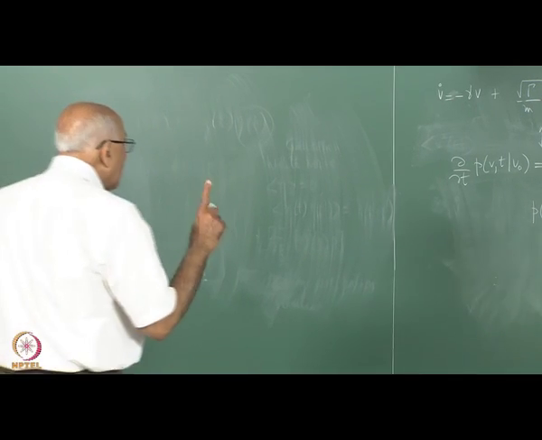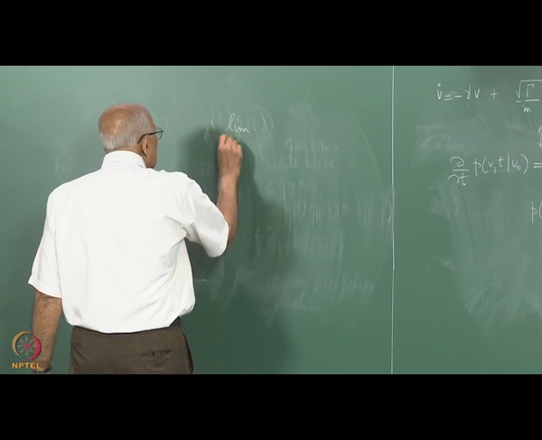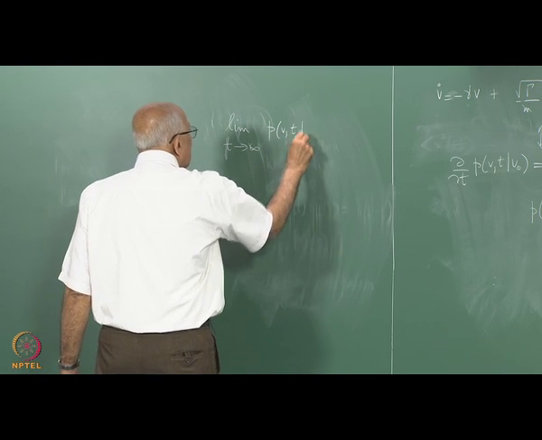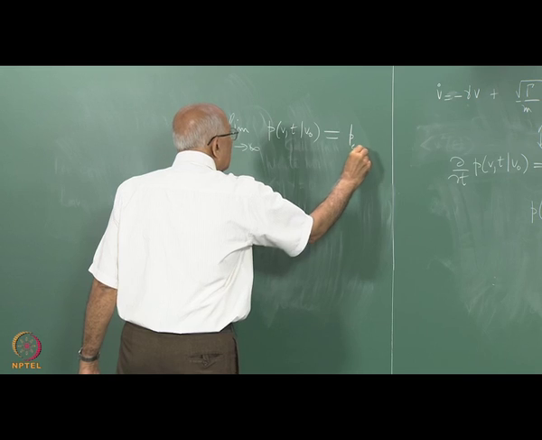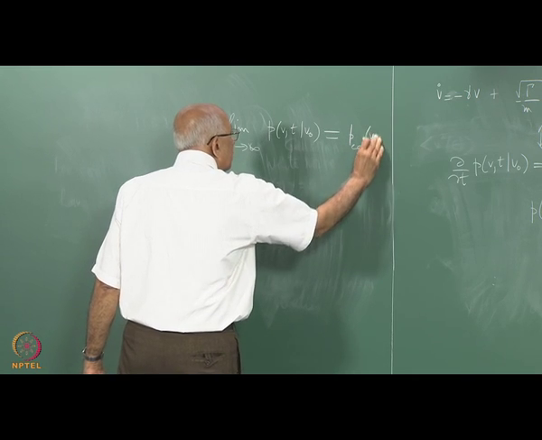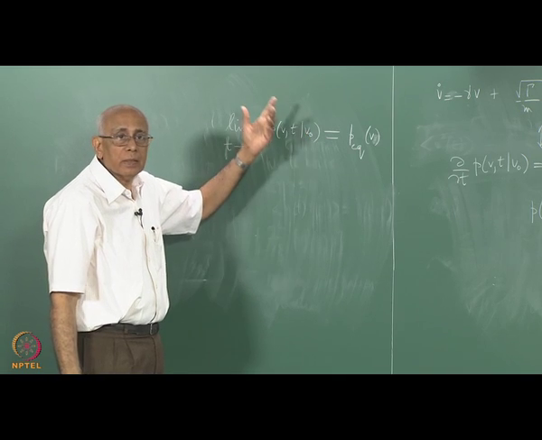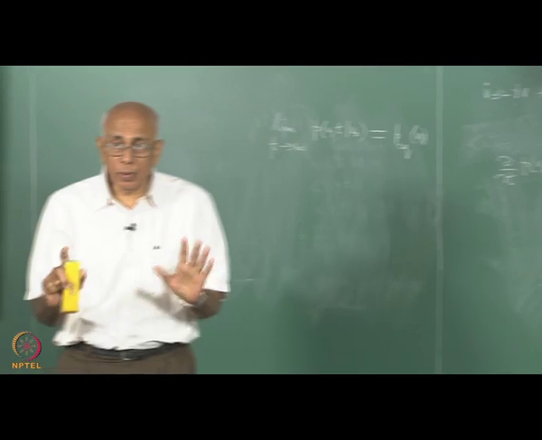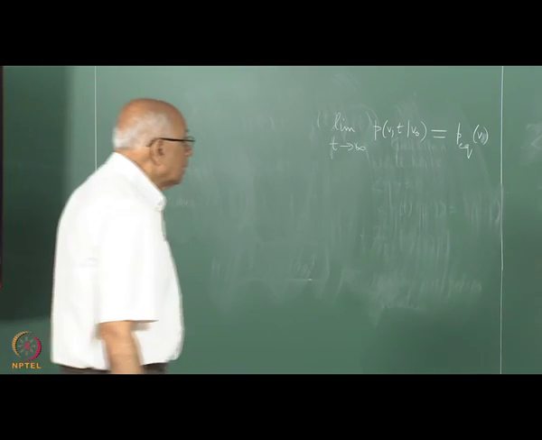Because I should expect that in the limit t tends to infinity, p(v,t|v0) should be equal to p equilibrium of v. The memory of the initial condition should be erased, and you should have the equilibrium distribution again if this process is a stationary random process. So let us see if that happens.